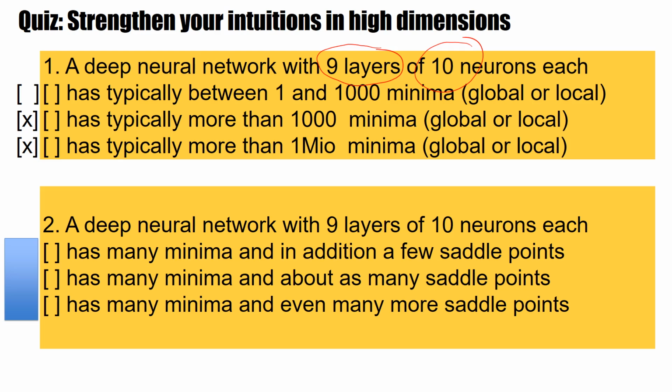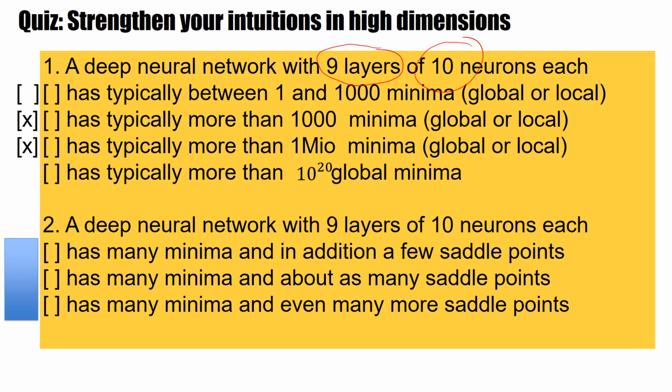Well, then let's get really crazy. How about this statement? A deep network with only 9 layers and 10 neurons each has typically more than 10 to the 20 global minima. Do you believe that this is true? And yes, this is also true. So far for the minima.